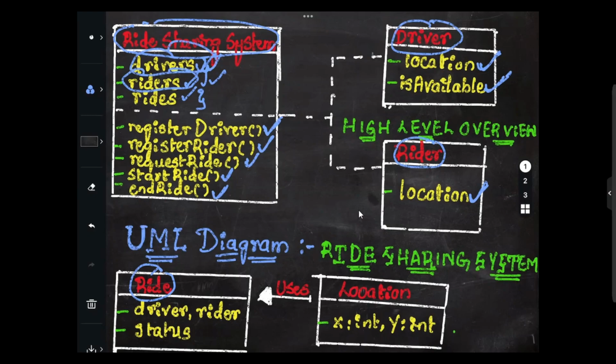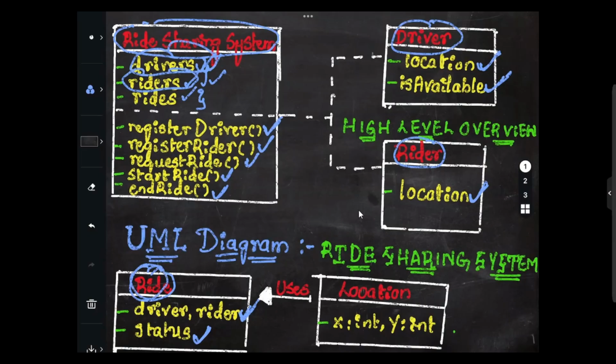Within the ride we should be having the rider as well as the driver, and quite obviously the status of the ride as well, whether it is ongoing, completed, or started. We have to have the status at any cost, right? So within the ride, we have driver, rider, and status. This is the class Ride basically.